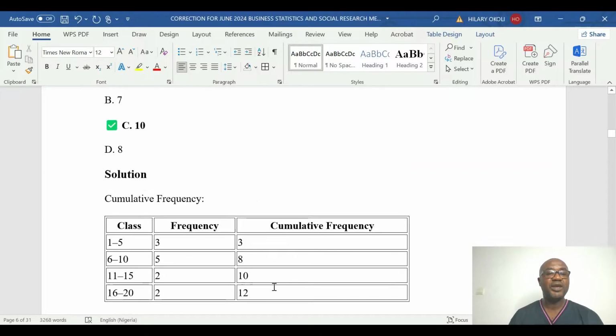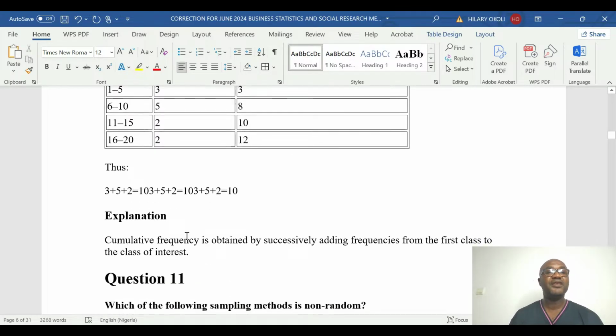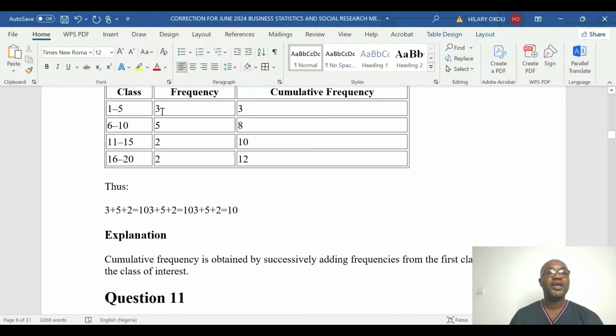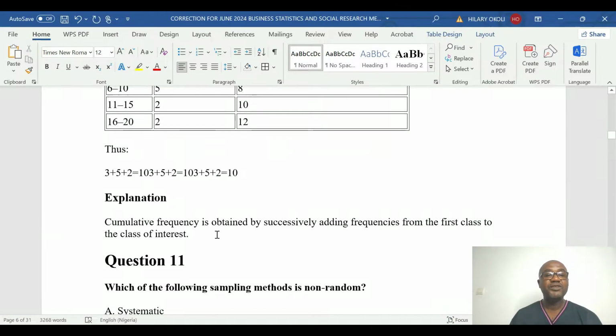We now put the class this way, 1 to 5, frequency is 3, cumulative frequency is 3. 6 to 10, 5, cumulative is this. So the summation is, look at what you're adding up here. This is the frequency, okay? So 3 plus 5 plus 2 equals... the cumulative frequency is obtained by adding frequency from the first class to the class of interest.